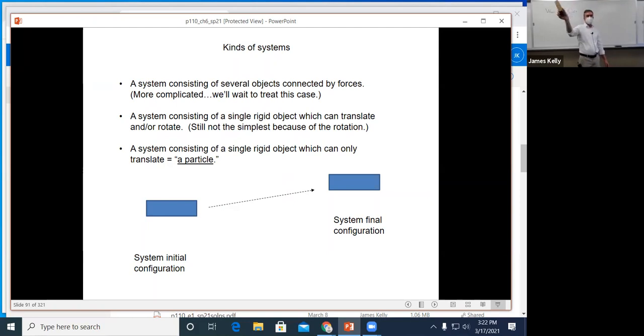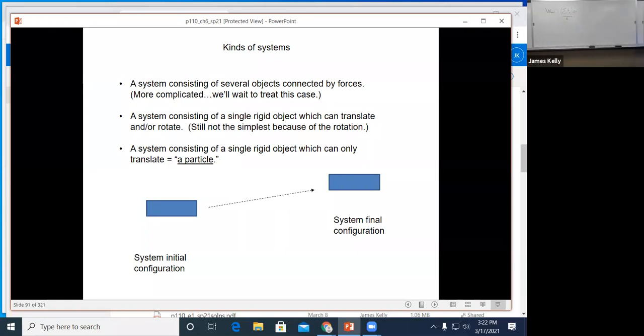If it starts rotating, it's not particle-like anymore. Certainly, if it's squishy and it starts compressing and then expanding or something like that, that would be very unparticle-like. But particle means rigid body that only translates. It can translate all over the place. It can go up and down, but it can't rotate at all in between initial and final. So we're just going to consider that kind of motion.